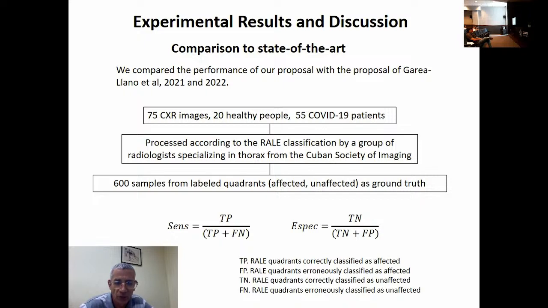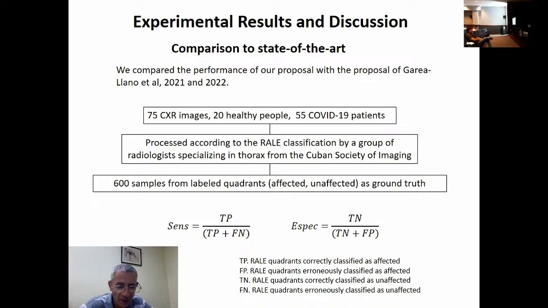Garea et al. 2021 and 2022. To do this, we selected 75 CT images, 20 of which correspond to healthy people, and 55 to COVID-19 patients with different degrees of involvement. This set of images was not previously used in the training and testing of the classifier. The set of images was processed according to the rate classification by a group of radiologists specializing in thorax from the Cuban Society of Imaging, obtaining samples from level 1 as ground truth.